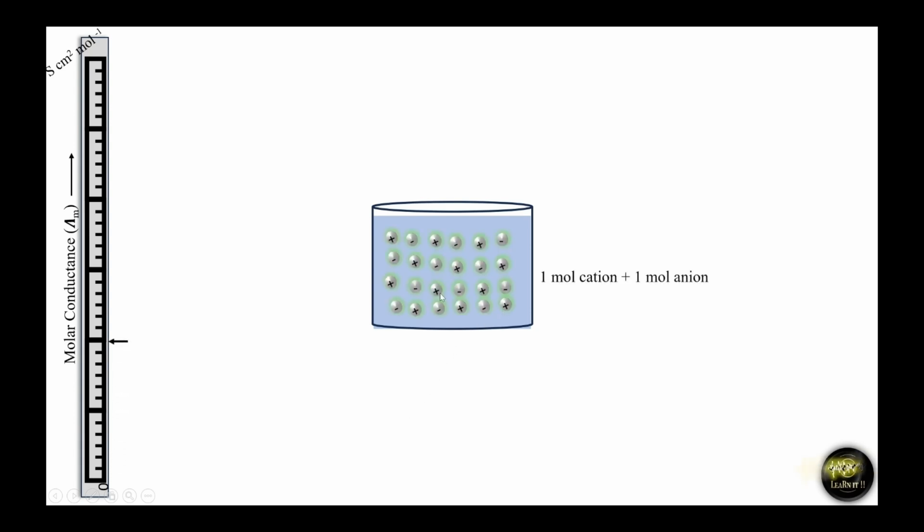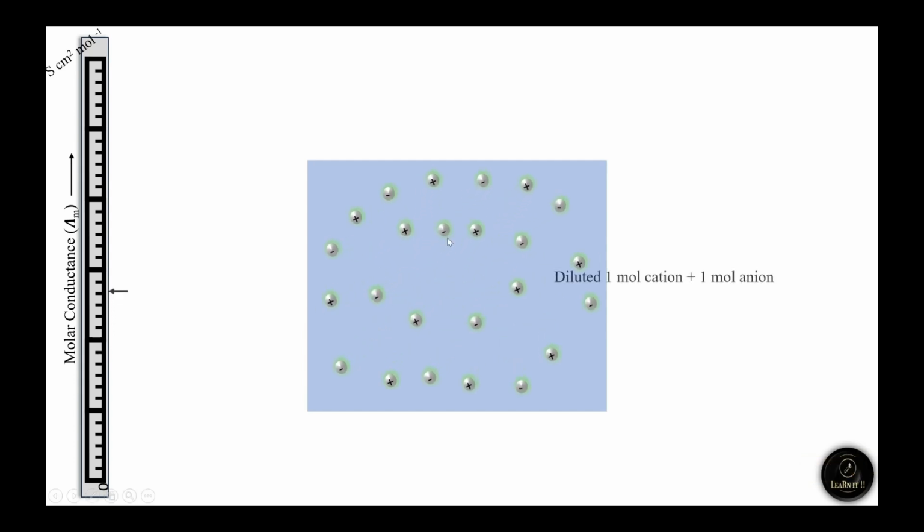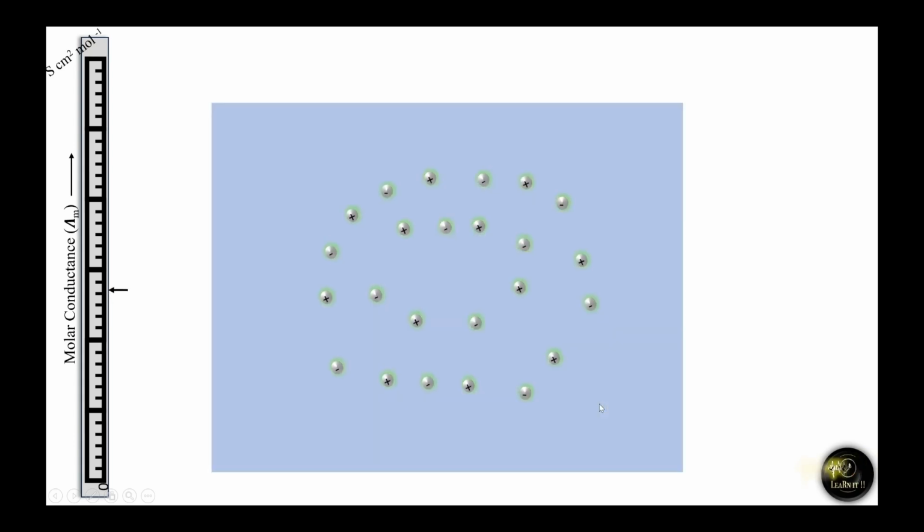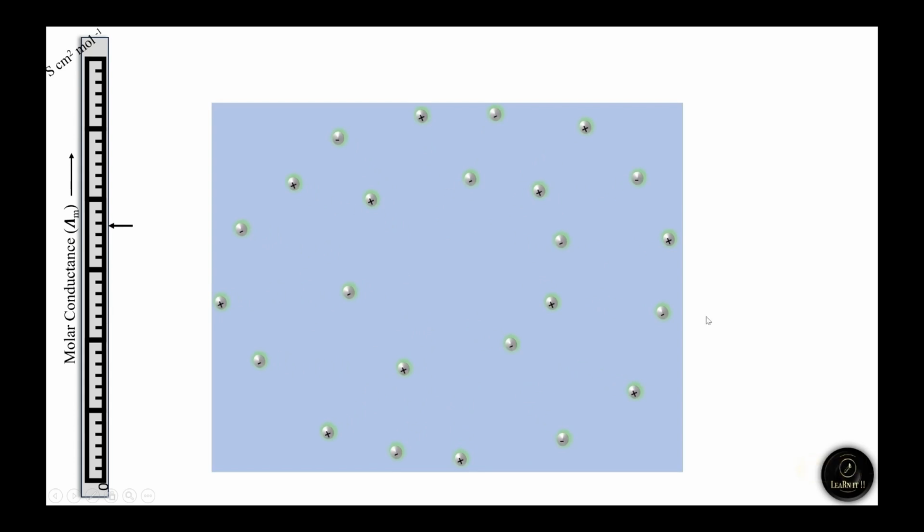When 1 mole of salt is dissociated into cation and anion, the number of ions is 1 mole of cation and 1 mole of anion. At that time the molar conductance increases to a certain value. When we add more water, these ions get more freedom. Now these are called diluted, 1 mole of cations plus 1 mole of anions. So the molar conductance increased because of this freedom. That's why the molar conductance increases here.